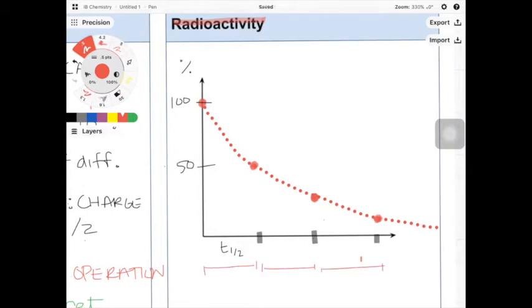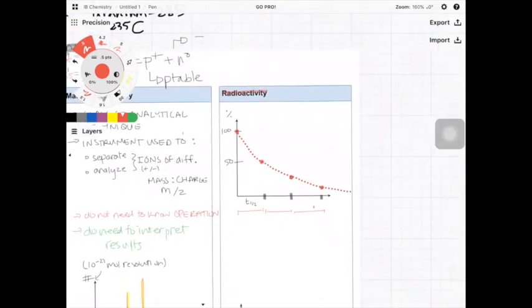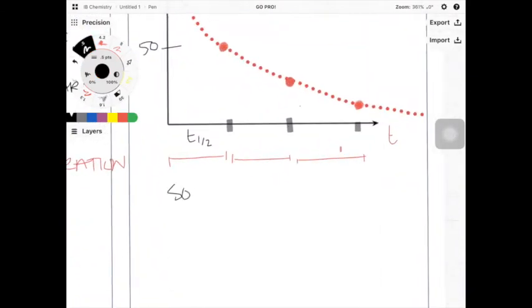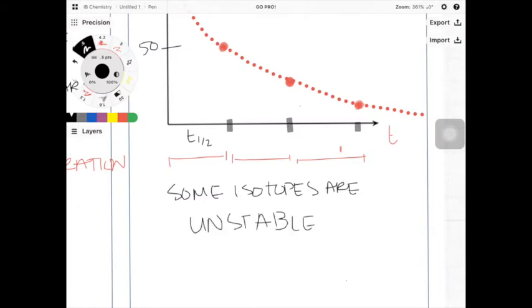Over one specific block of time that we call the half-life, our sample has decreased by 50%. Over the next half-life, our sample has decreased by another 50%. And so over time, we get less and less of our particular substance, and this is a very characteristic property of certain isotopes.